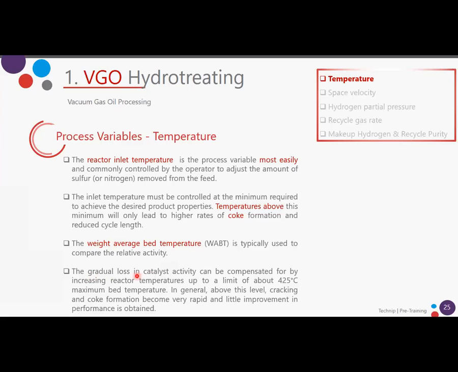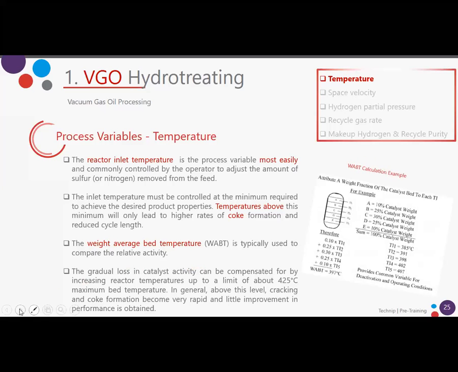So the gradual loss in catalyst activity can be compensated by increasing the reactor temperature up to this limit. In general, above this level, cracking and coke formation become very rapid and little improvement in performance is obtained. As we have seen, remember that when you lose activity in the catalyst, you can compensate by increasing temperature. That's why in some cases we have the start of run condition and the end of run conditions for the process variables.